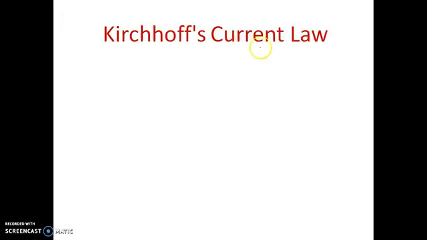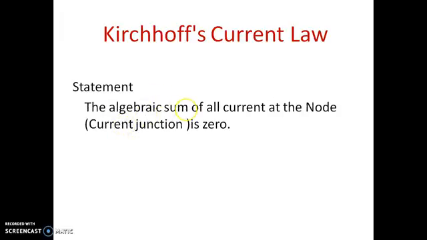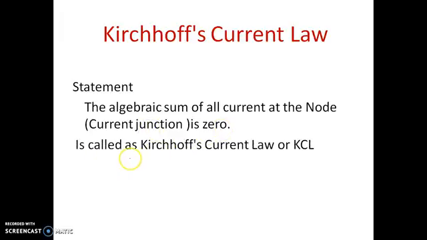So the Kirchhoff's current law statement is as follows: the algebraic sum of all the currents at the node, that is the current junction, is 0. This is called Kirchhoff's current law or KCL.